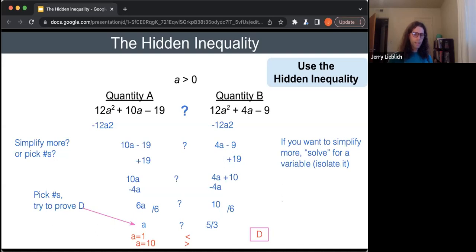So I'm going to give you the first problem for you to try this. And I want you to think about, how can I do math across the hidden inequality to simplify the problem before I try to plug in or solve?